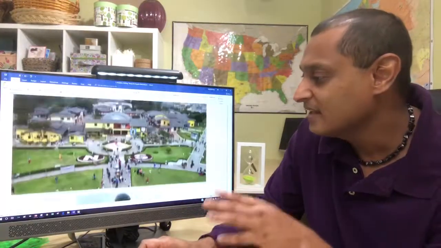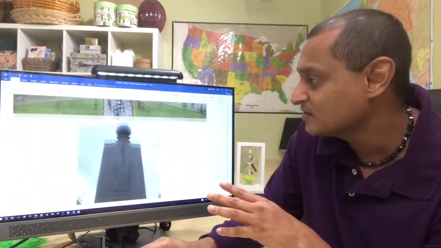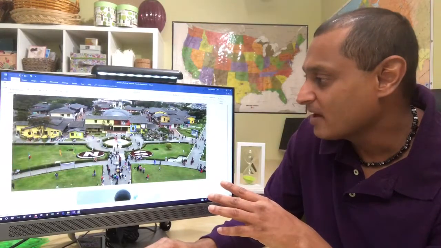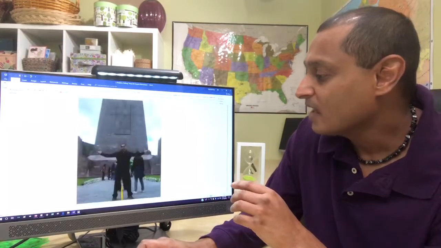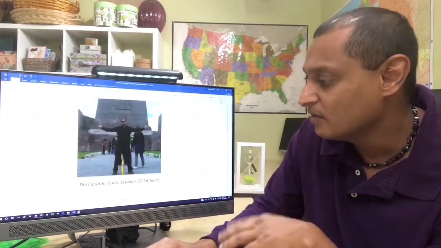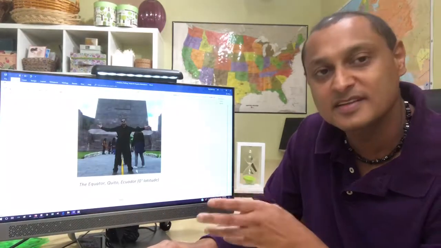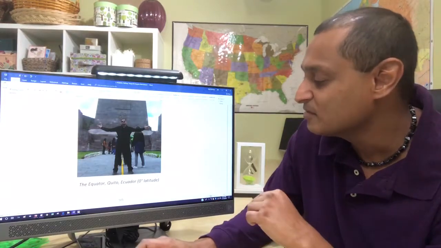And this is right in the middle. This is in Ecuador. This is actually separating the northern and southern hemispheres of the planet. This is the equator. So here's the actual marker. I've got one foot in the northern hemisphere, one foot in the southern hemisphere.